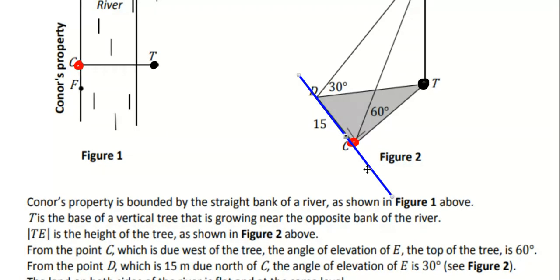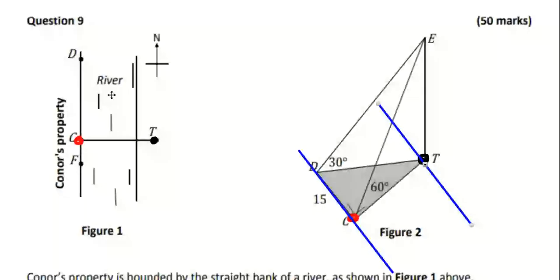Here we go, and Control D. There you go. See? So that'd be C to T right there. Now, happy days, that's the length of your river. Okay, and we have T is the height of the tree. So T to E is the height of the tree. I'm just going to color that in green just to remind me that is your tree.